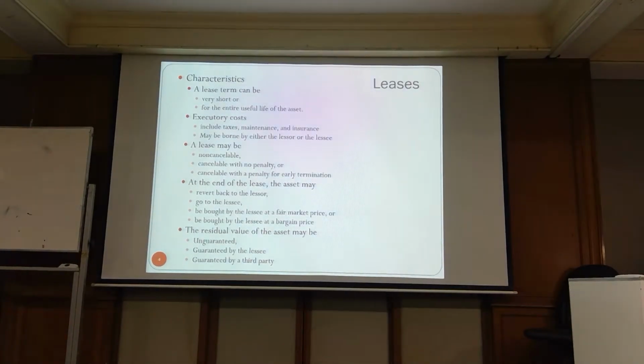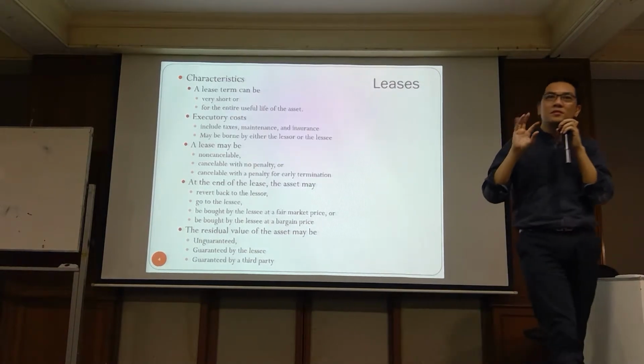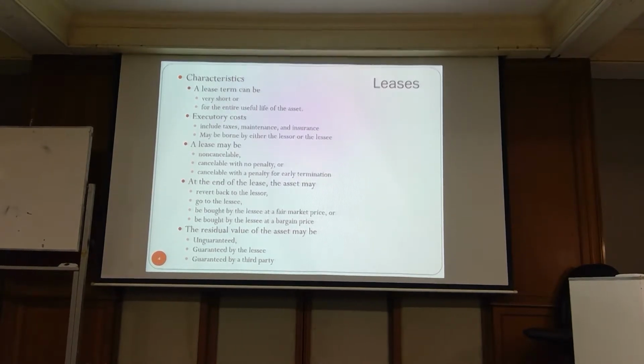Okay, so normally the lease term is quite short, whereas a finance lease basically covers the entire useful life of the asset. The technical term you're going to learn today is executory cost, which we need to identify. Because sometimes when you do the contract, you need to pay for insurance, tax and maintenance across the lease term. That's what we call executory cost of the leasing term.